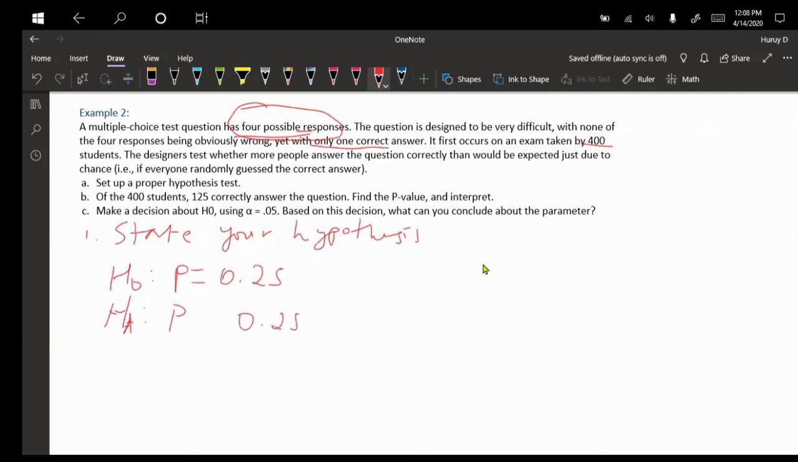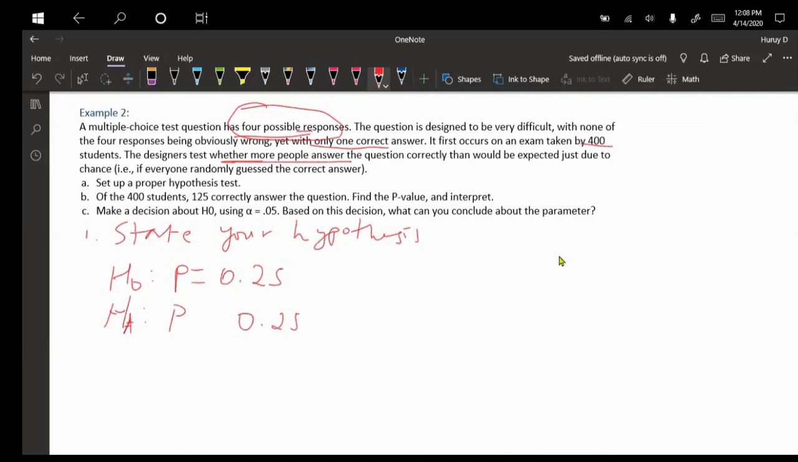Now, what is my alternative hypothesis? Is it a null equal? Is it 2-sided or 1-sided? What do you think? Anyone? Any idea? One-sided. And why is that? Because you're testing whether more people answer the question correctly. Exactly. So we want something like this, some indication like this one. Okay.